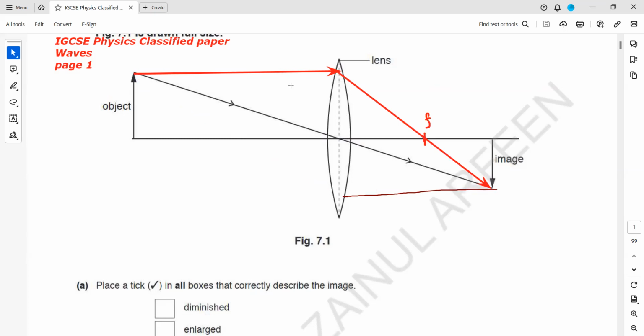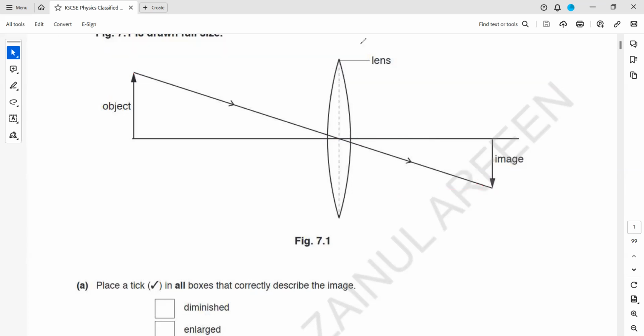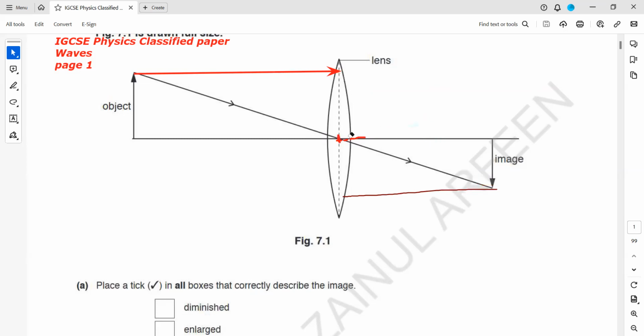Then we have to measure this length. The focal length is the distance from the center of the lens to the point where the parallel light rays converge. That is known as the focus. So you have to measure this length, but because this is not something we can measure on this scale, we'll skip this part.